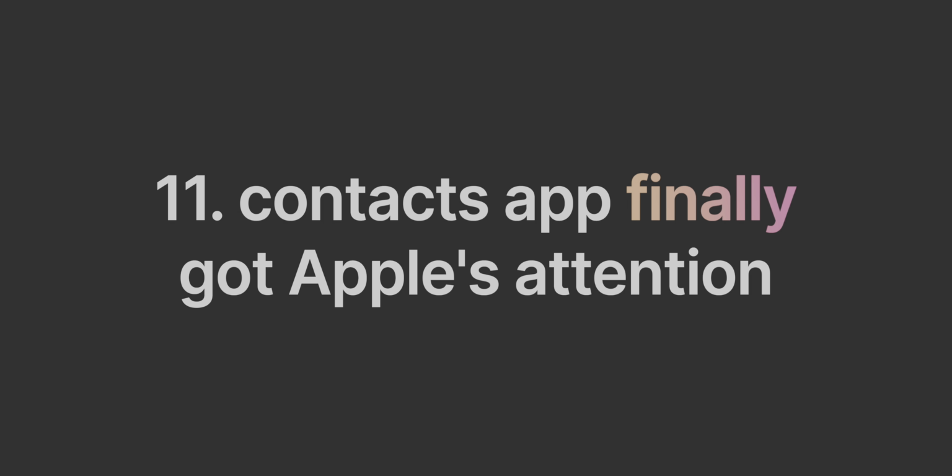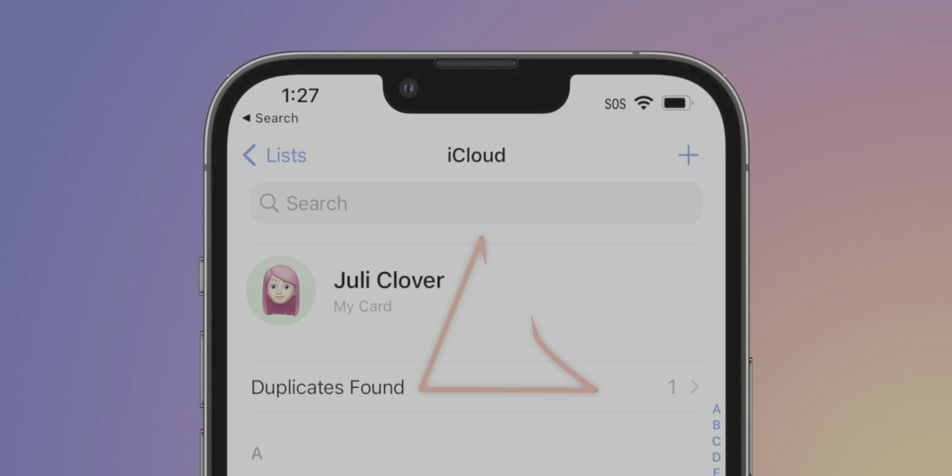All right, moving on to 11. The Contacts app has got some nice features here. So the first one, you can easily find duplicates and then merge. Duplicates, if you have them, will show up at the top of your list. You can merge them, saves you some time.